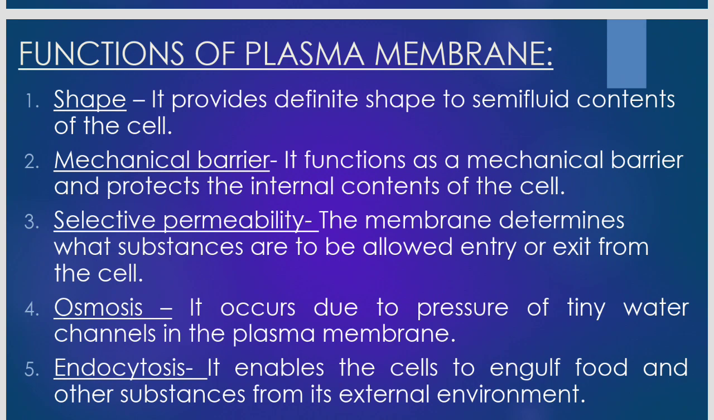It occurs due to the presence of tiny water channels in the plasma membrane. And endocytosis: it enables the cells to engulf food and other substances from its external environment. For example, amoeba, you must have observed. Do you know the structure of amoeba? Amoeba is a unicellular organism. It has the cell membrane, the plasma membrane, outside. Now this plasma membrane protrudes and forms finger-like projections called pseudopodia. Whenever a food particle comes near, the pseudopodia will engulf it. That is, through the pseudopodia, the food particle is engulfed through the plasma membrane.